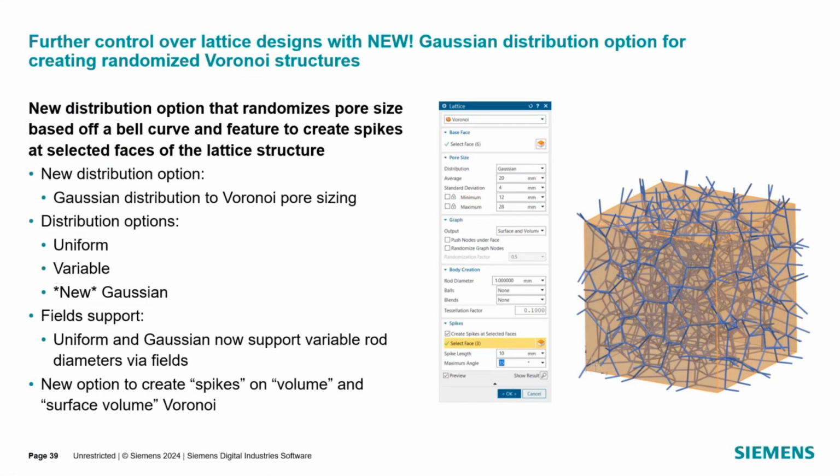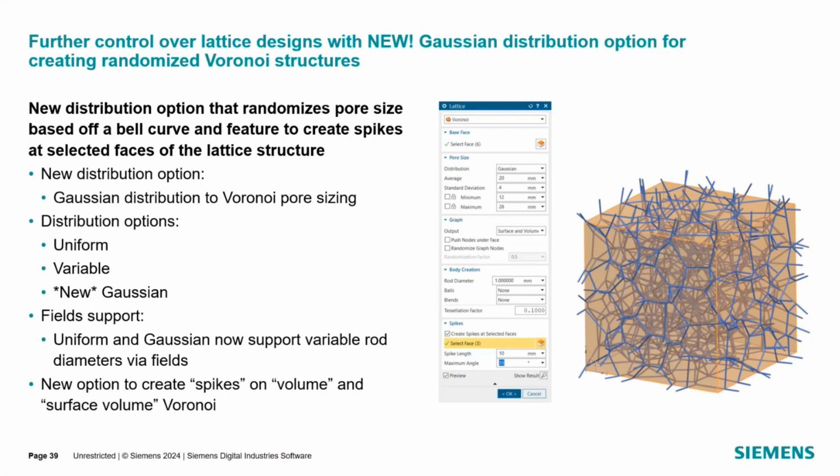The next area we have is some lattice enhancements. And you can see the different things we've added there. We've also added create spikes on volume and surface volume. So why would we do that? Well, maybe you have some tolerances that you may not be able to get right now with your additive manufacturing or your printer and so on.